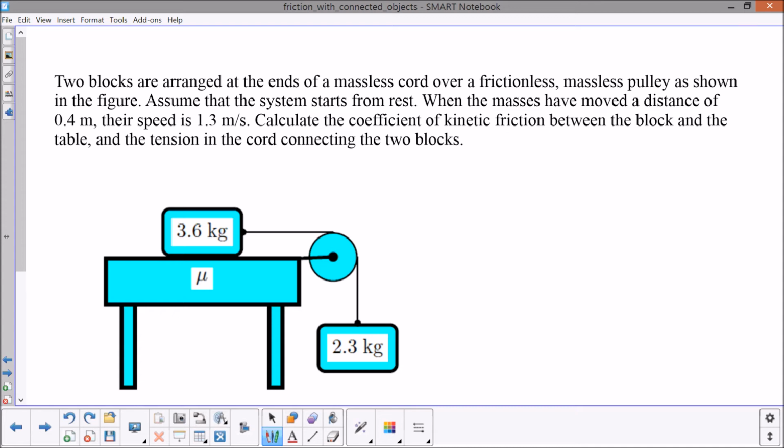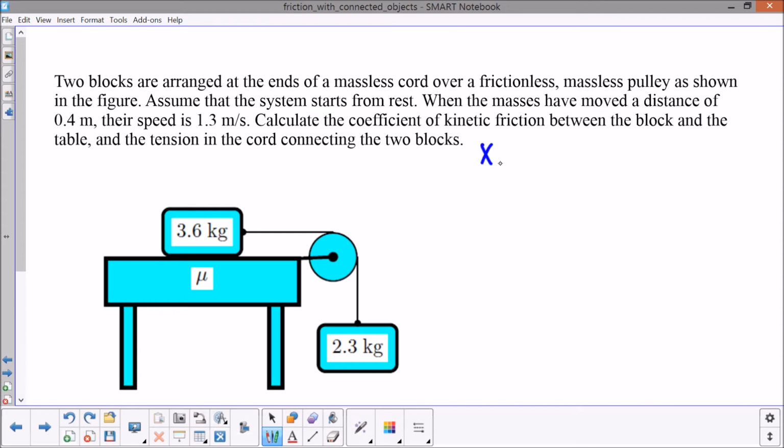To solve this, we are not told the acceleration of this system directly, but we are told that when the masses have moved a distance of 0.4 meters, their speed is 1.3 meters per second. And so this means that we're going to need to use kinematics. These blocks moved with a constant acceleration, and so we need to use kinematics to figure out what the constant acceleration of those blocks was.